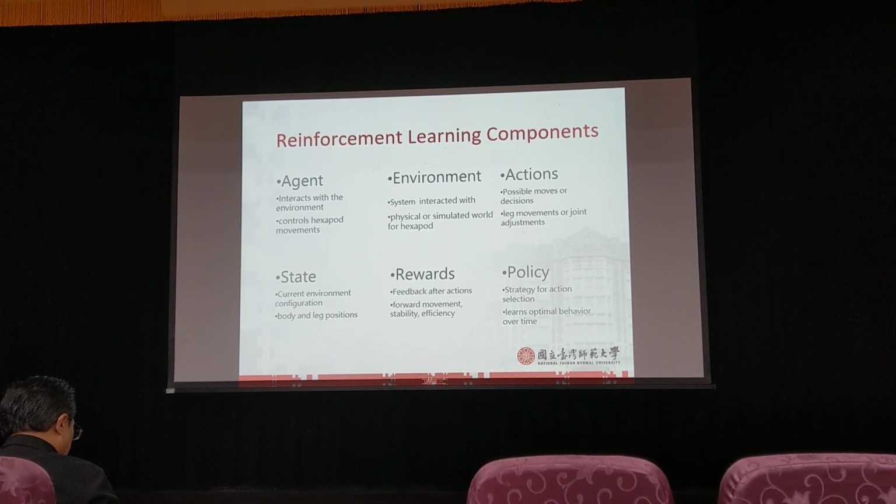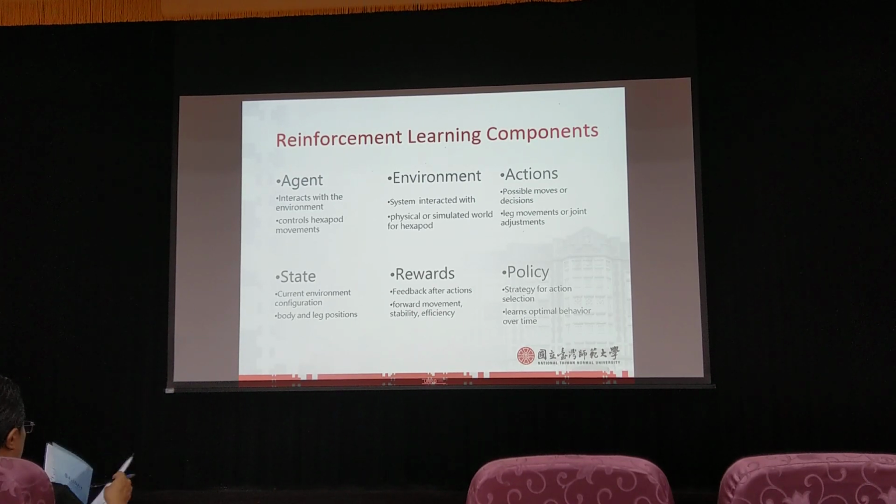Agent, environment, state, rewards, and policy. The agent interacts with the environment, and in my case, my agent needs to control the hexapod's movement, and the environment is the system it interacts with. In my case, the environment is a physical or simulated world for the hexapod, and the actions are possible moves or decisions. For the hexapod, the actions are leg movement or joint adjustment.